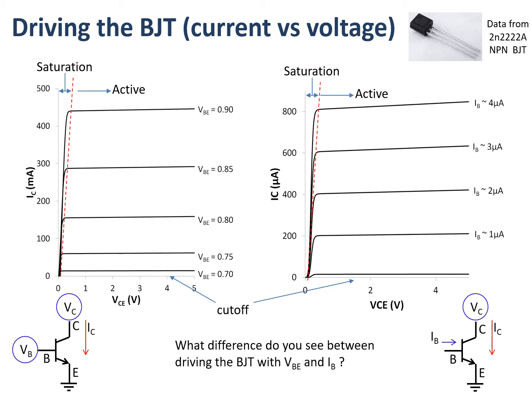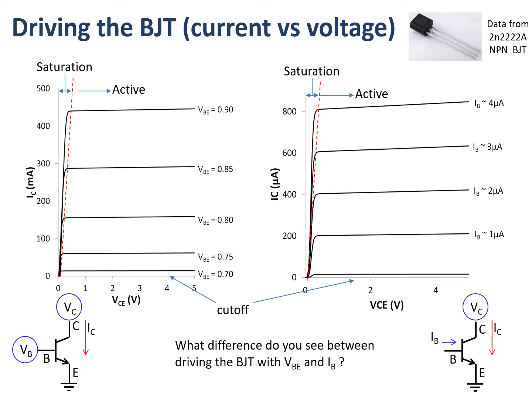On the right hand side of the slide, I've presented the same information for the same device as a function not of voltage now, but of base current. And what you can see is that as I control the base current in steps of 1 microamp, the current rises, but this time the distance between the lines is the same, and that's because the device is linear in the base current.